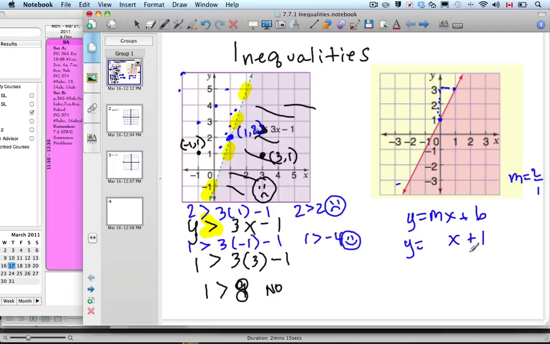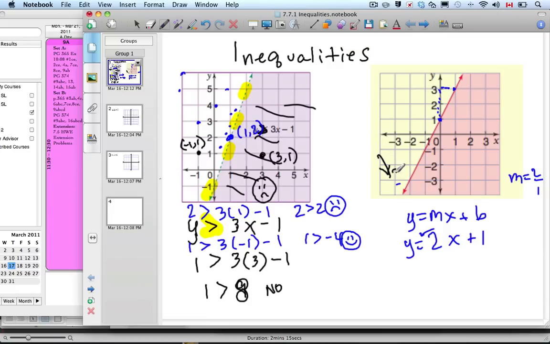2 over 1 is just 2, so y equals 2x plus 1. Okay, so that's the red line. But now it's not really equal to, because we have this funky shading going on. Right, so the pink shaded part is the stuff that is not included. It was scratched away by someone. So we're looking for all the stuff over here.